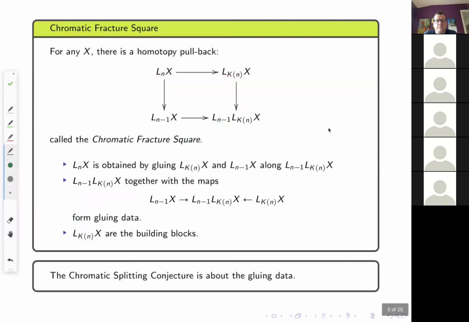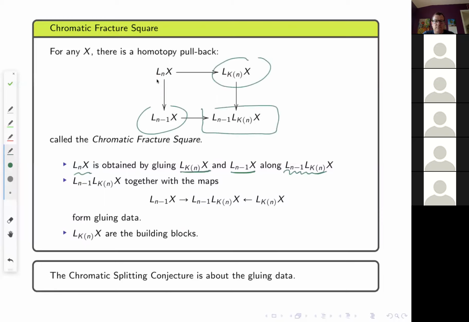Okay, so first let's look at the chromatic fracture square again. For any X, I mentioned that there's a homotopy pullback, like so. This is called the chromatic fracture square. And so roughly L_n is obtained by gluing L_{K(n)} and L_{n-1} along the intersection L_{n-1} L_{K(n)} X. Okay, so that's that corner.